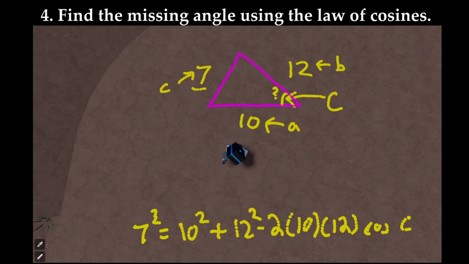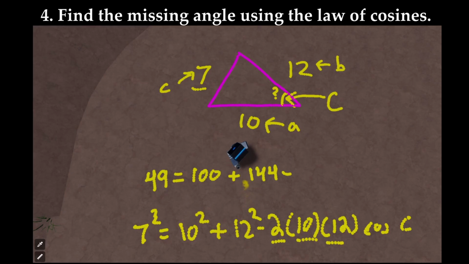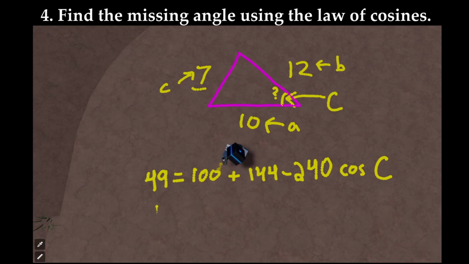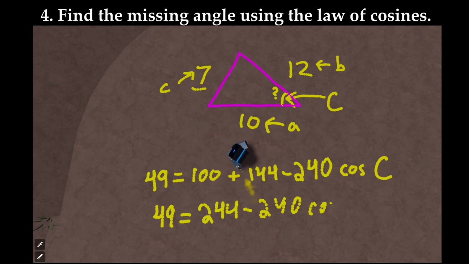So 7 squared is 49. 10 squared is 100. 12 squared is 144. And then minus 2 times 10 times 12. If you do that, that ends up being 240 times the cosine of angle C, which we're trying to solve for. And then let's just erase all this at the bottom. And then if you do 100 plus 144, that is 244 minus 240 cosine of C. So let's subtract 244 from both sides to isolate the cosine C with the 240 on it.